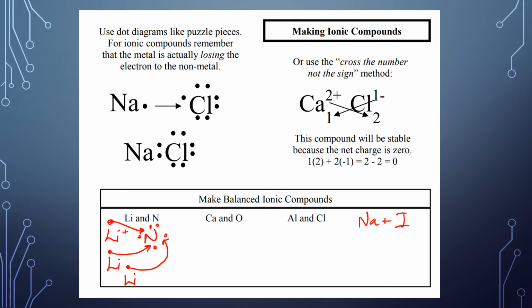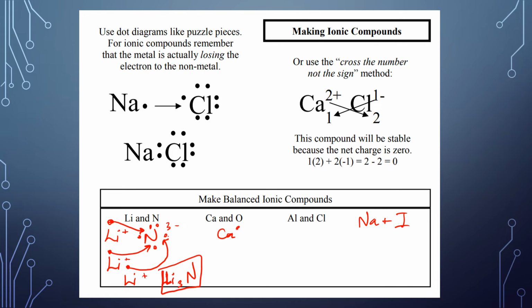So now nitrogen has 1, 2, 3, 4, 5, 6, 7, 8 electrons. I gained 3 electrons, so my oxidation number is 3 minus. So for the final count for the ionic compound, you have 3 lithiums and 1 nitrogen. There is your ionic compound. Li3N.